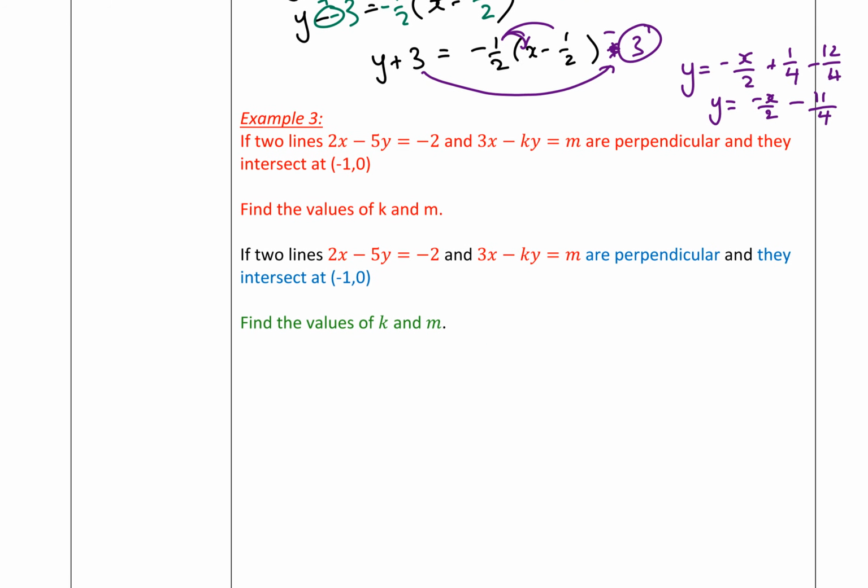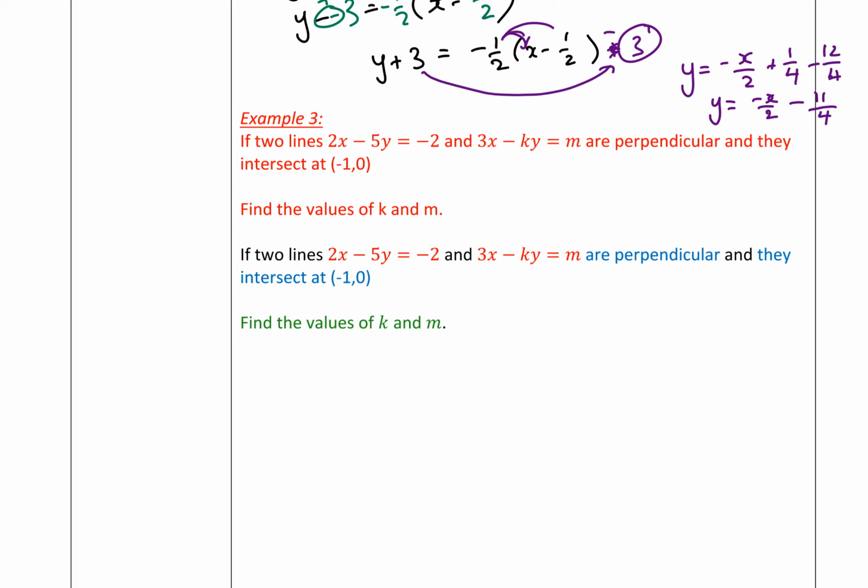We can further this example by thinking if two lines 2x minus 5y equals negative 2 and 3x minus ky equals m are perpendicular and they intersect at negative 1, 0, find the values of k and m. Now lots of people try to instantly solve this through a system of equations, but there's 4 unknowns and only 2 equations, so it will never be solved with that.